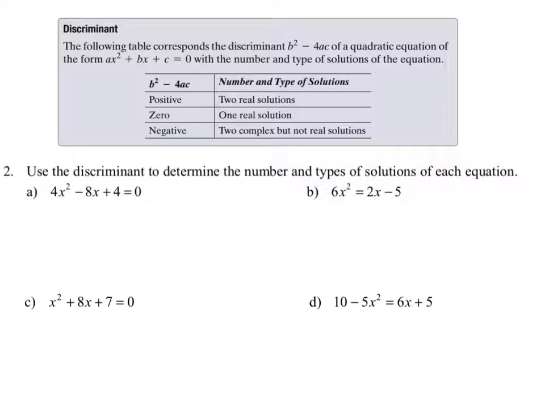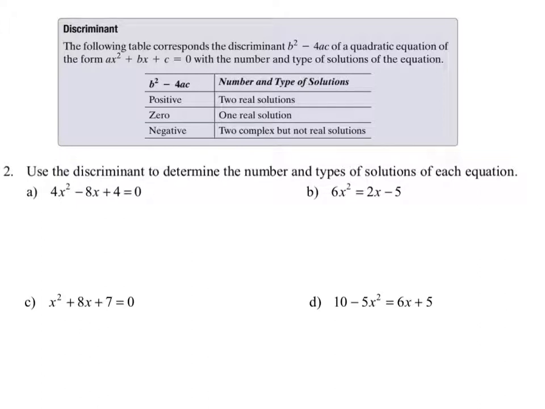The following table corresponds the discriminant, which is the b squared minus 4ac, that portion of the quadratic formula, of a quadratic equation of the form ax squared plus bx plus c equals 0, with the number and type of solutions of the equation. So if you find b squared minus 4ac is positive, then you know that you have two real solutions. If b squared minus 4ac is 0, that means you only have one real solution. And if b squared minus 4ac is negative, then you have two complex but not real solutions. So you're taking the square root of a negative number, so you have imaginary complex solutions.